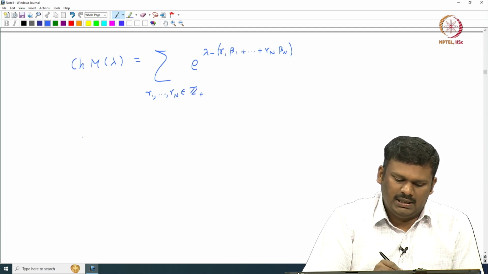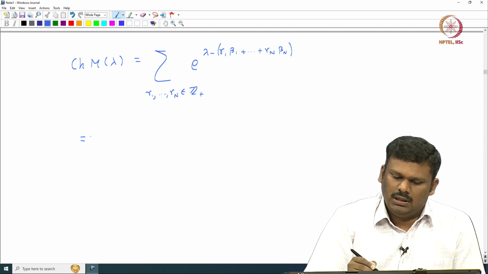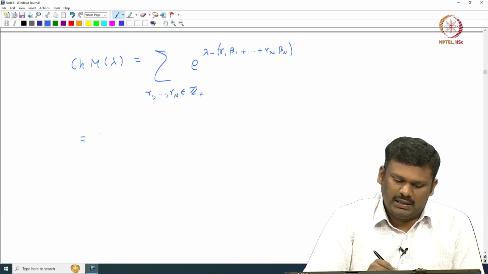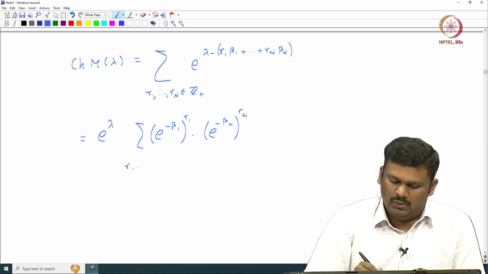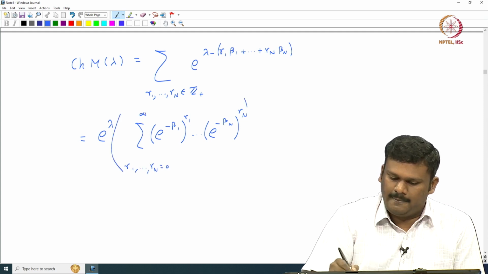So, now this can be rewritten as follows. Okay. If you rewrite this, you can write it as e power lambda summation e power minus beta 1 power r 1 times etcetera times e power minus beta n power r n, and this r 1 etcetera r n run over 0 to infinity.